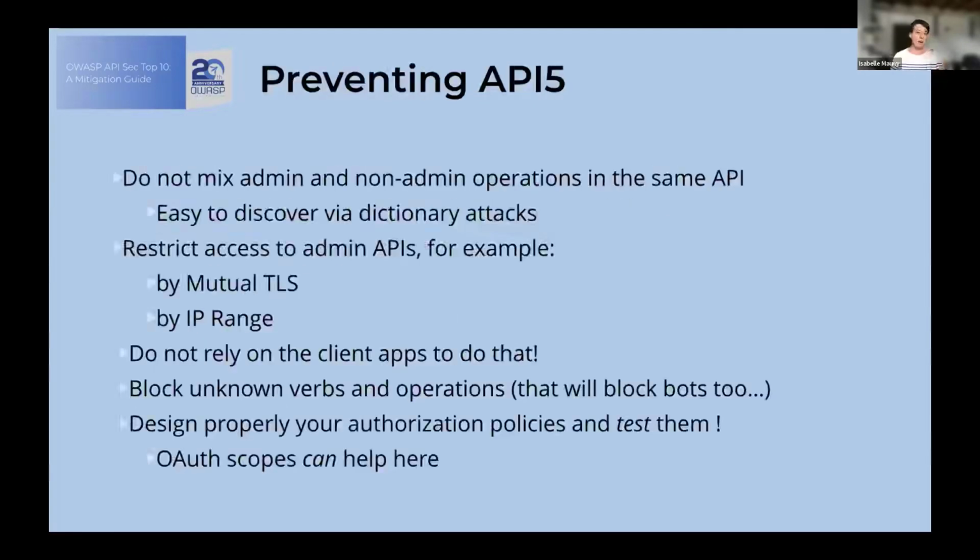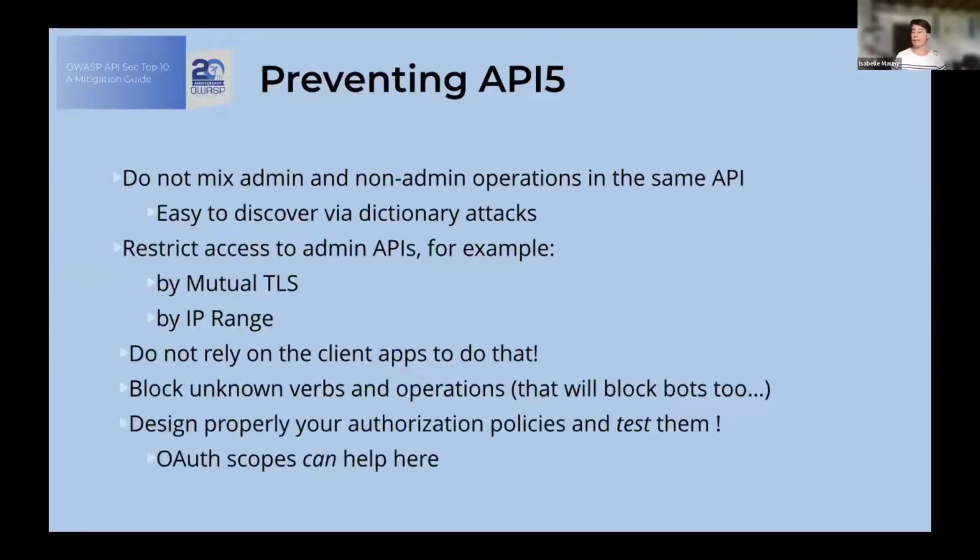And API 5, it's at the operation level. So this is all about, I'm allowed as Isabel to do get account details, but I cannot do post account, right? And also we tend to expose in the same API operations that really should not be mixed in the same thing, like admin and non-admin operations. Very easy to find those through dictionary attacks.